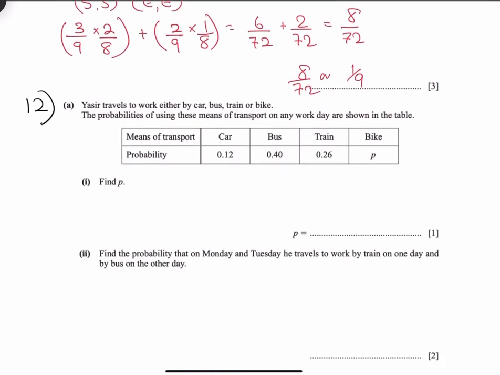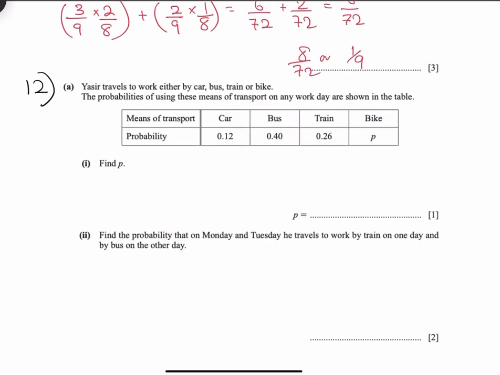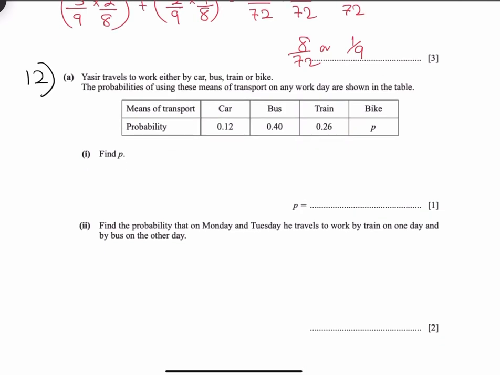Question 12 says that Yasser travels to work either by car, bus, train, or bike. The probabilities of using these means of transport are given here. So find P. Of course, they add up to 1. So you add them first. 0.12 plus 0.4 plus 0.26. Then you say 1 minus answer, you get 0.22.